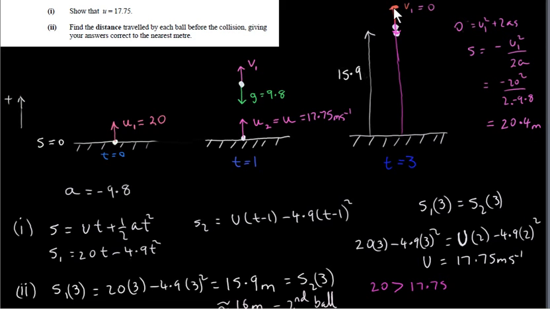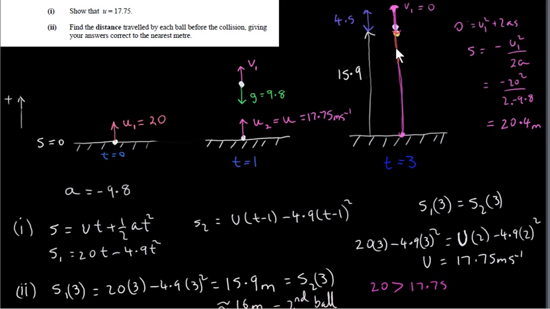So when the speed is 0, that's when the ball stops. It stops instantaneously when it reaches its highest value. The distance is 20.4. So the total distance from here to here is 20.4, and we just subtract 15.9 to get this distance here, which is 4.5. So the total distance travelled by the first ball goes up to this distance of 20.4, and then it drops down a distance of 4.5.